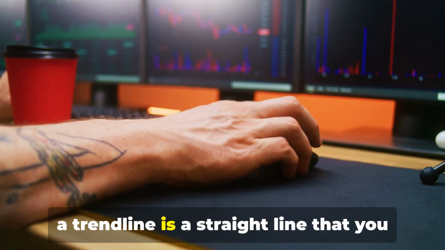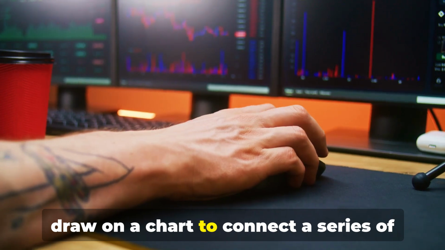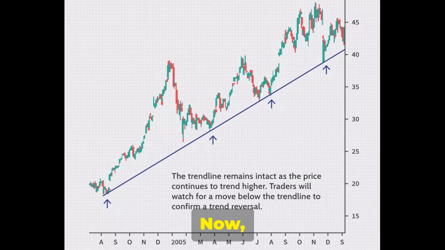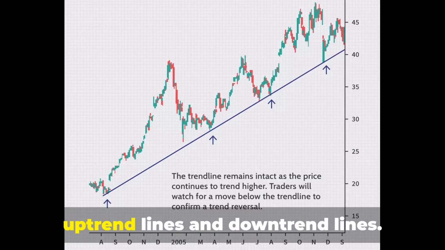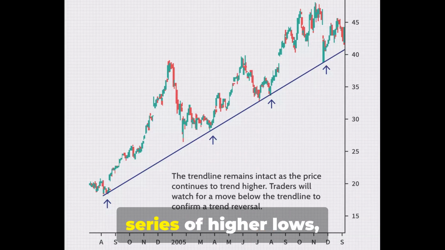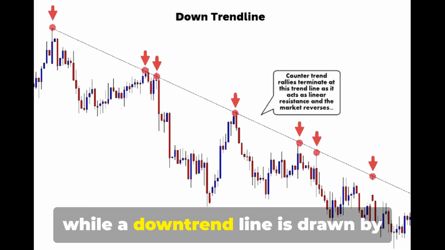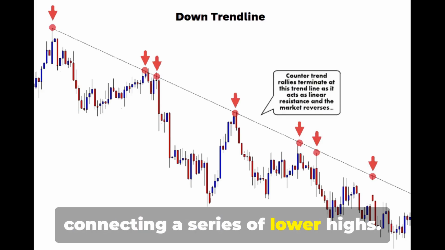Essentially, a trend line is a straight line that you draw on a chart to connect a series of price swings. Now there are two main types of trend lines, uptrend lines and downtrend lines. An uptrend line is drawn by connecting a series of higher lows, while a downtrend line is drawn by connecting a series of lower highs.